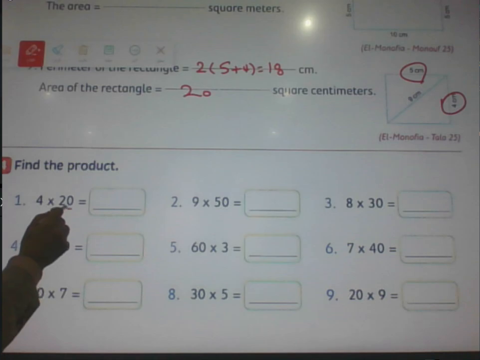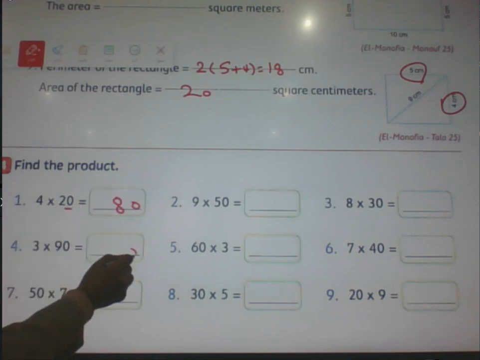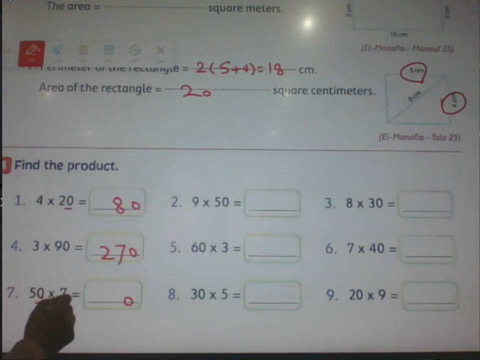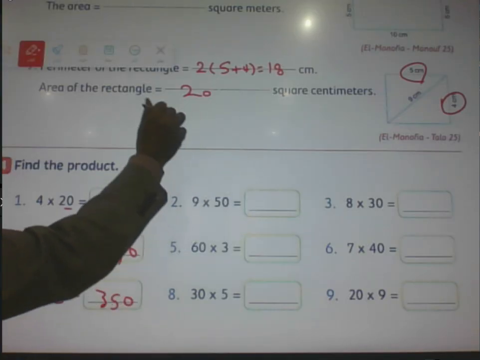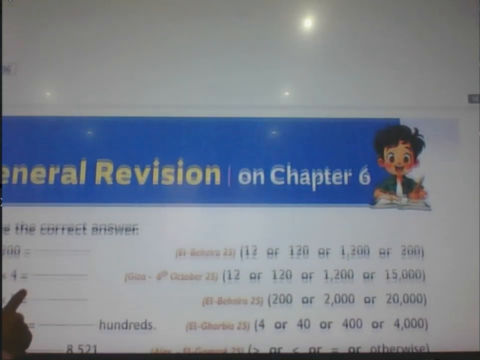You can solve this question. Put 0 here and 2 times 4 equals 8. Put 0. 3 times 9 equals 27. 7 times 0 is 0. 3 times 5 is 15, plus 20 is 35. You can complete this question like this, okay?